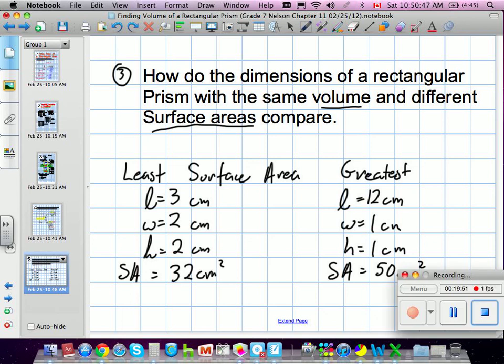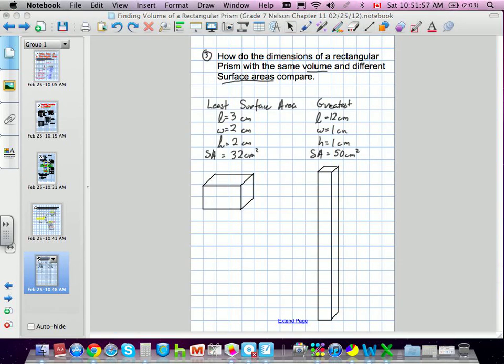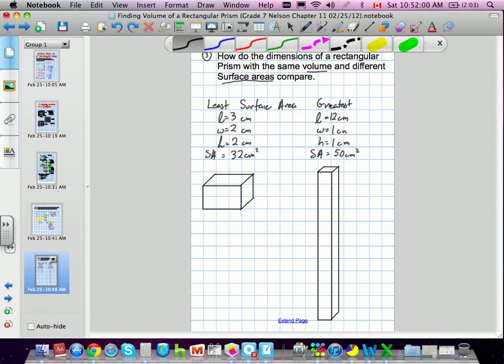Okay. I'm going to actually draw these 2 shapes. I'll give us a quick second. Okay, so we drew them by units, and we tried to put it to scale so you could see the difference. This one was 3 by 2 by 2. We'll say each of these little squares is a centimeter. And this one was 12 centimeters by 1 centimeter by 1 centimeter. Okay? So there's quite a difference between these.